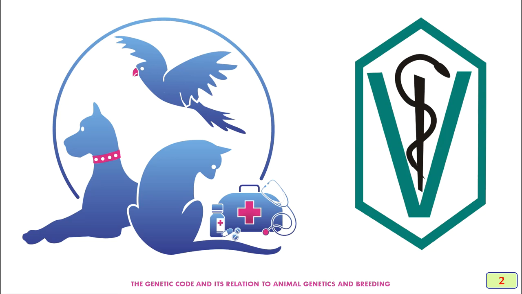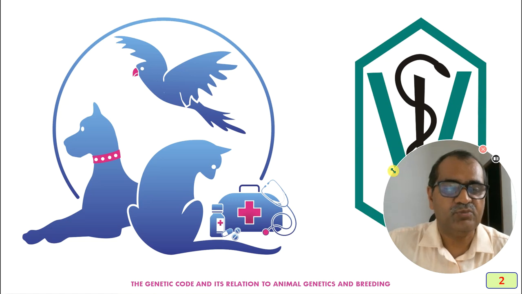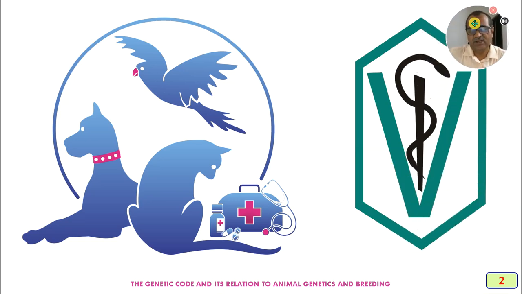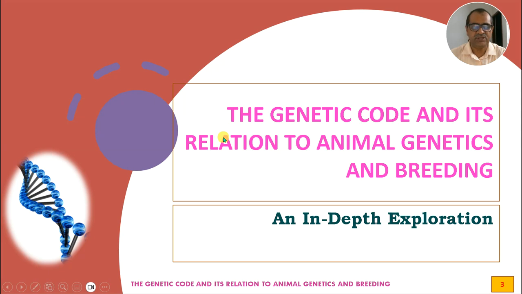Of course, we need to deal with different types of animals, including the dog, cat, cattle, sheep, goat, pig, and many more animals. Because of this, we need to study what the genetic code is and what its importance is in animal breeding. Coming to the introduction, the genetic code and its relation to animal genetics and breeding is required for establishing an understanding of the common genetic traits, and it is an in-depth exploration of the particular subject.